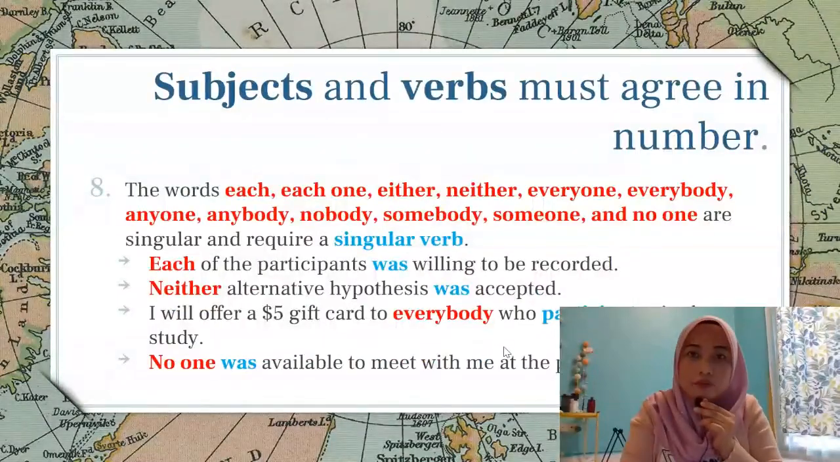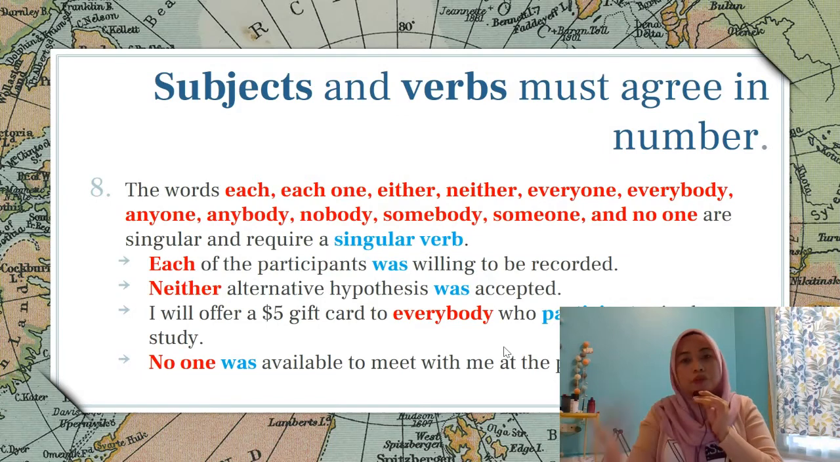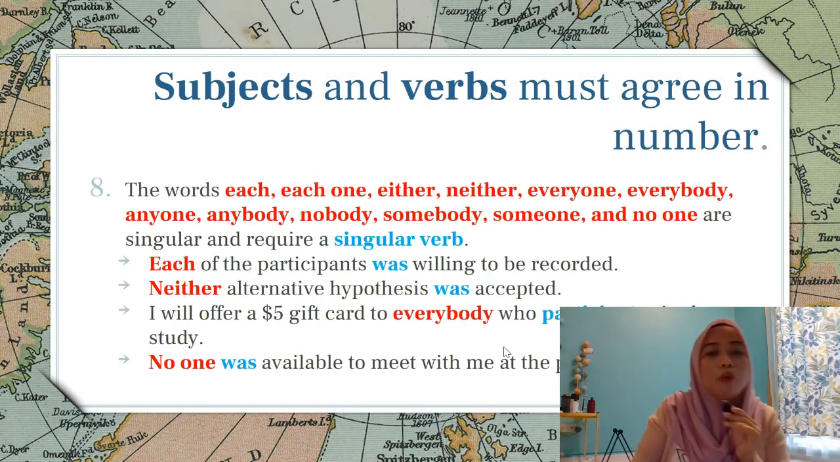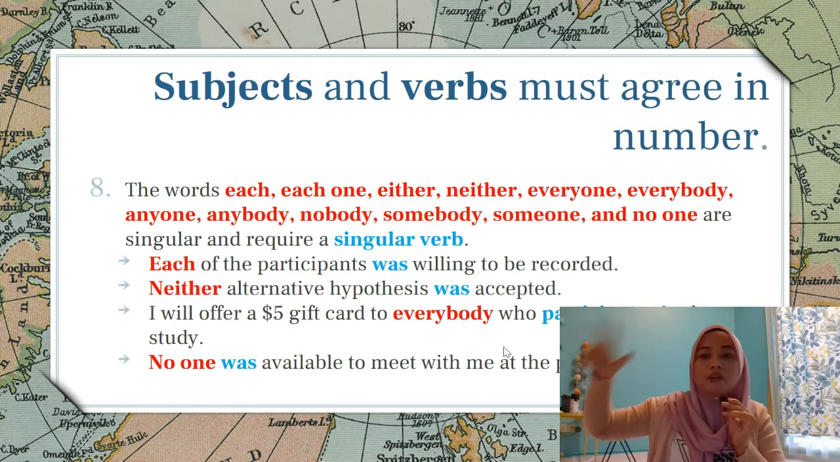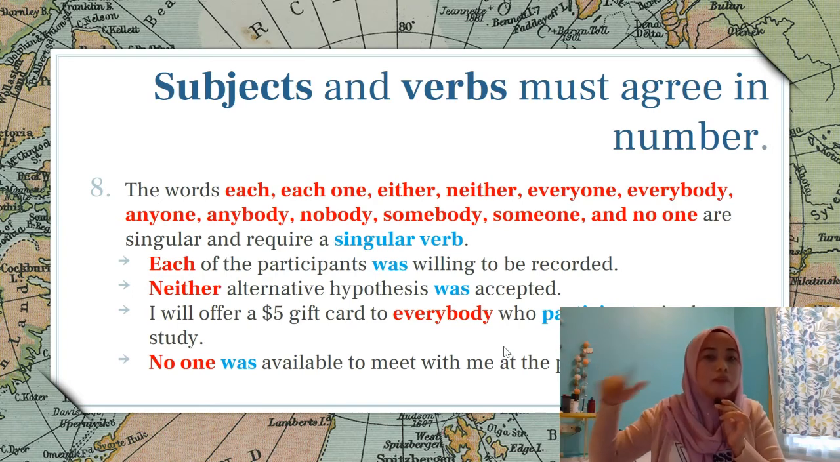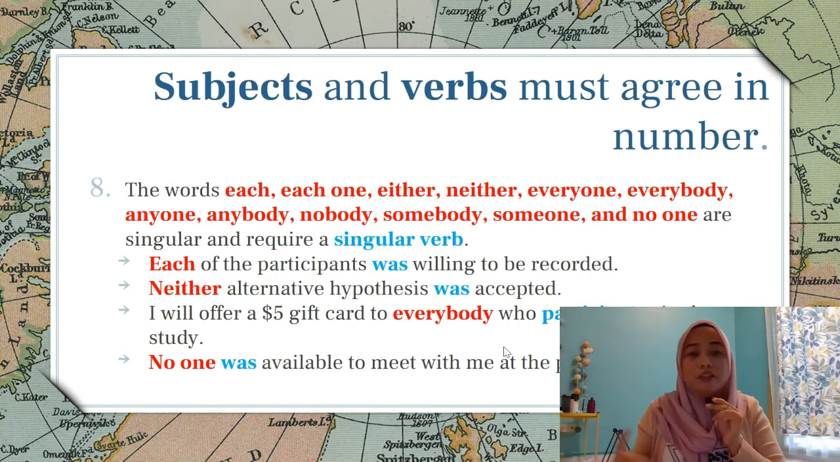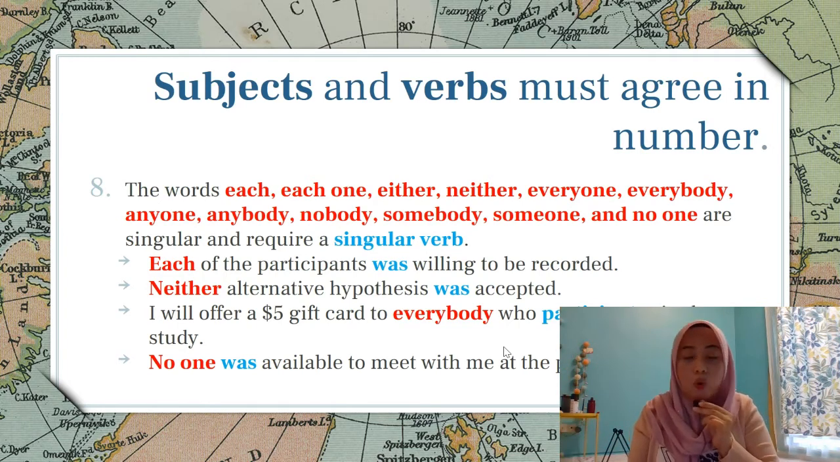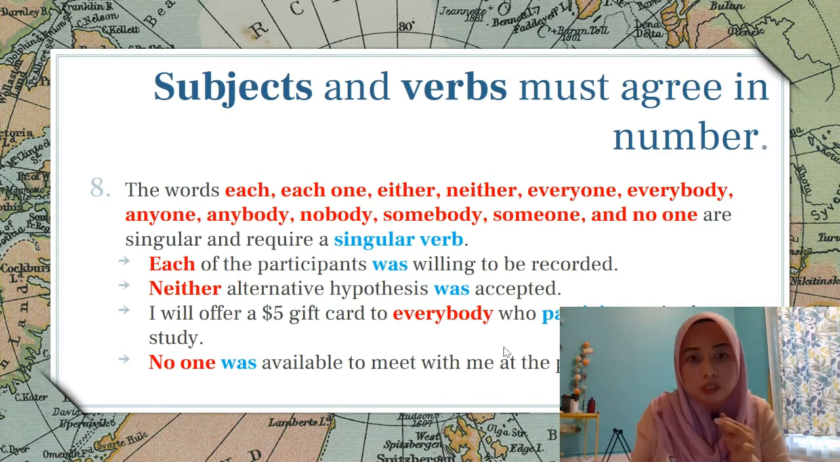Right, let's have a look at rule number 8 now. Now for rule number 8, it's very easy. If you have the words each one, either, neither, everyone, everybody, anybody, anyone, nobody, somebody, someone, or no one, these are all referring to a singular verb.